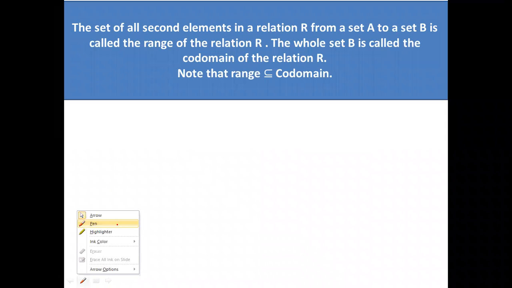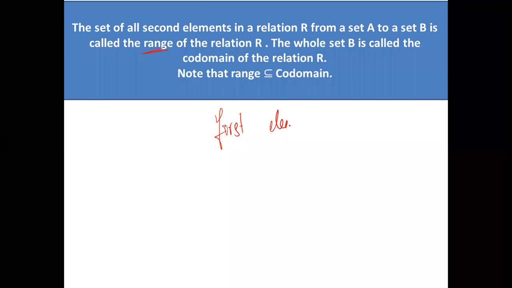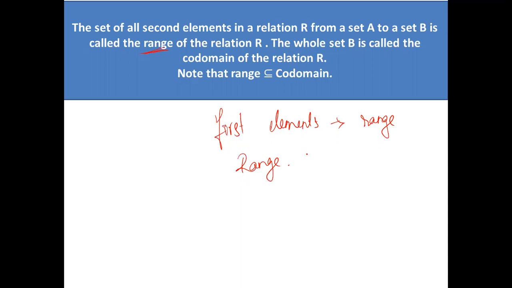So first elements are called the domain, and second elements are called the range. You should remember this, because henceforth this is the basics, and what you learn here will be carried into your second year also. So you should be very clear with the basics. The set of all first elements in the ordered pairs of relation R is called the domain, and the set of all second elements in relation R is called the range.